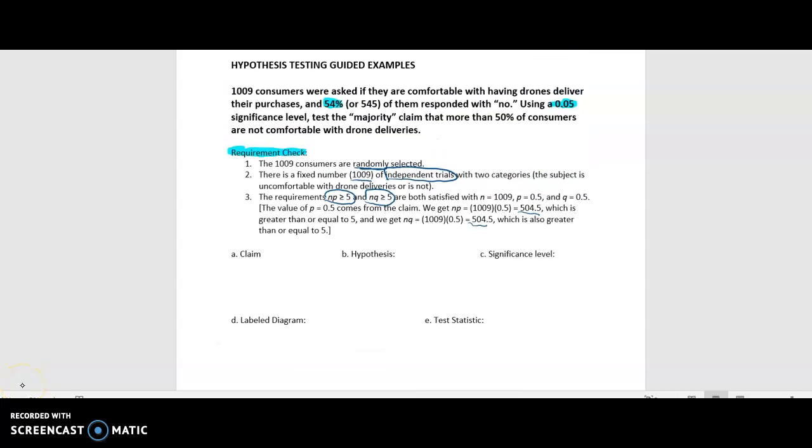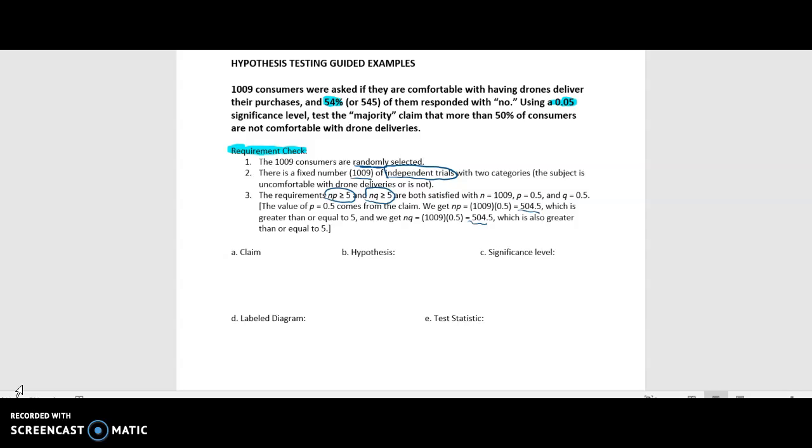So looking at the problem, we have to test the majority claim that more than 50% of consumers are not comfortable with drone deliveries. So our claim is that p is greater than 0.5. That claim does not include equality. So for our null hypothesis, we're going to write p equals 0.5 because it always has an equal sign. But our alternative is going to be the same as our claim: p is greater than 0.5.